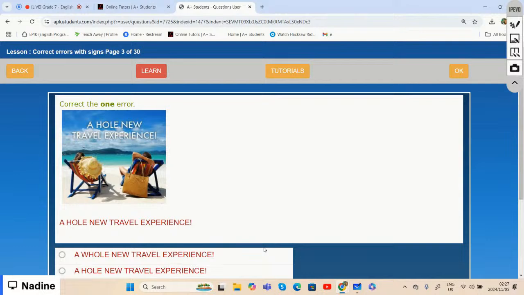All right. The next one says we need to correct one error on this poster. A whole new travel experience. What is the error on that poster? We need to select the error on that poster.